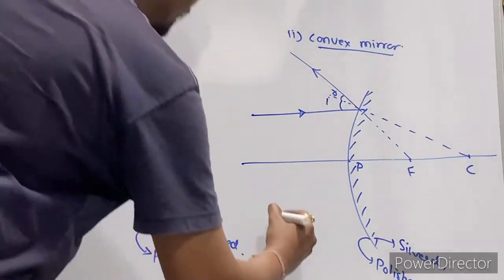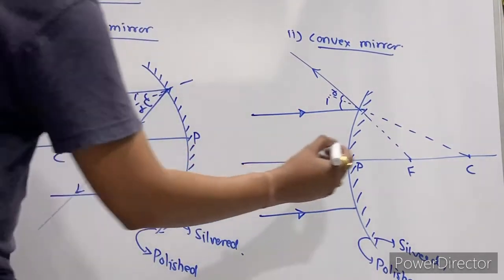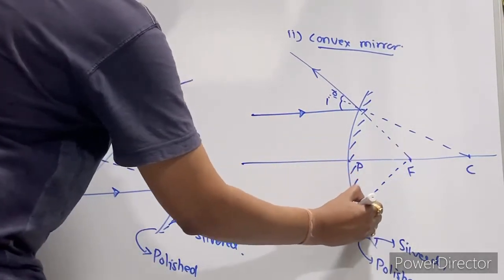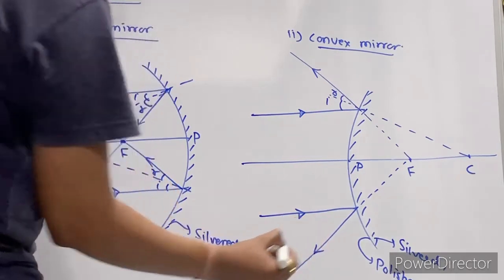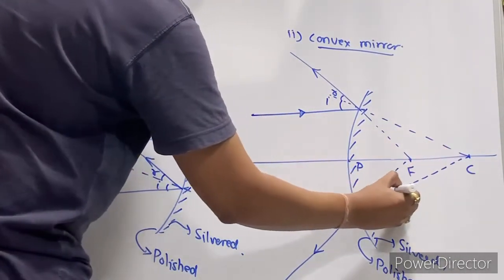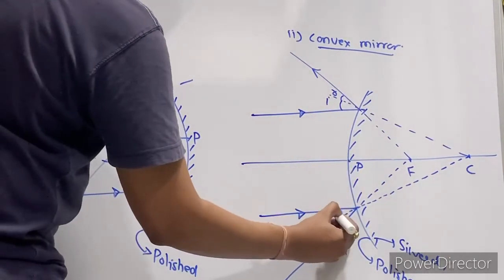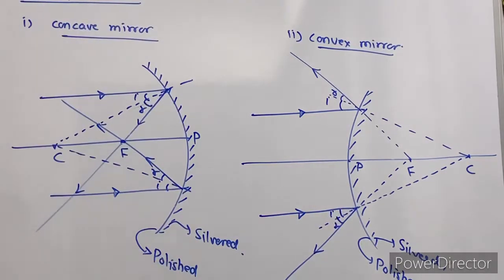Similarly, if a ray is incident from here down, this is my incident ray. After this, it will pass through focus. As it passes through, it will go like this, and I will draw this line over here. This line drawn will pass through this. So this is my angle of incidence, angle of reflection, right? So this is about the concave convex basic diagram.